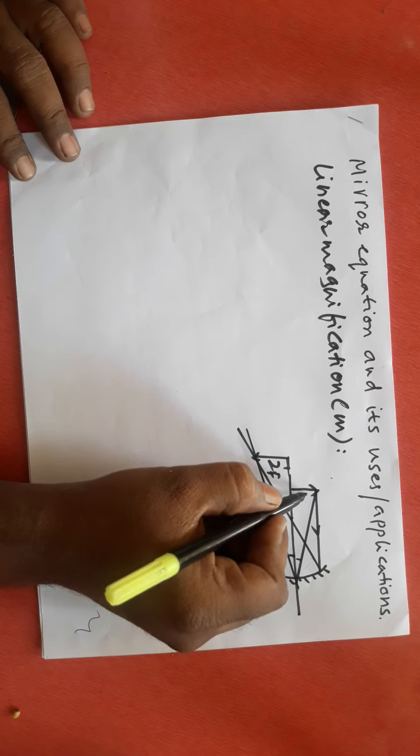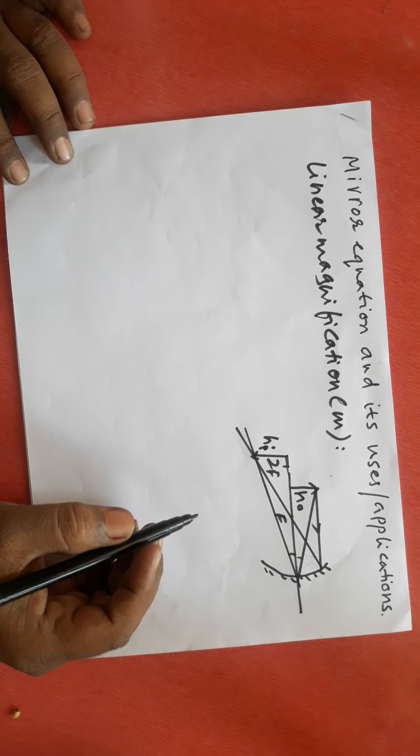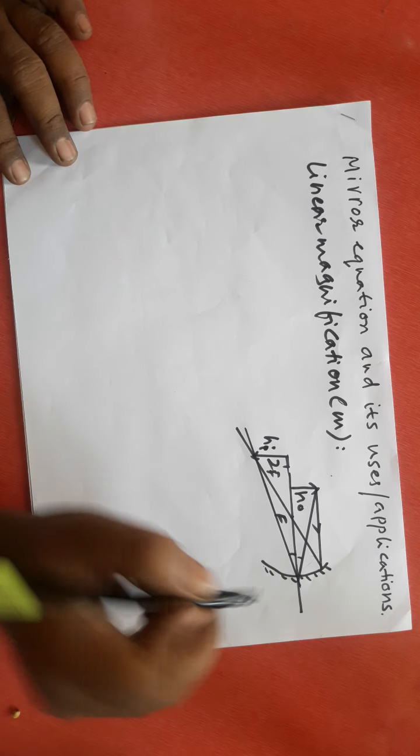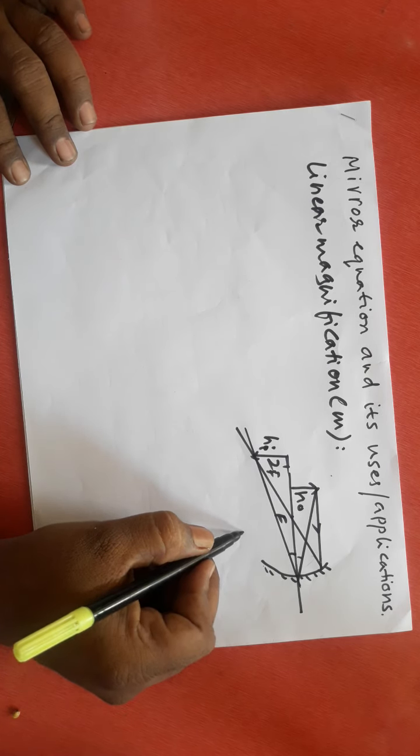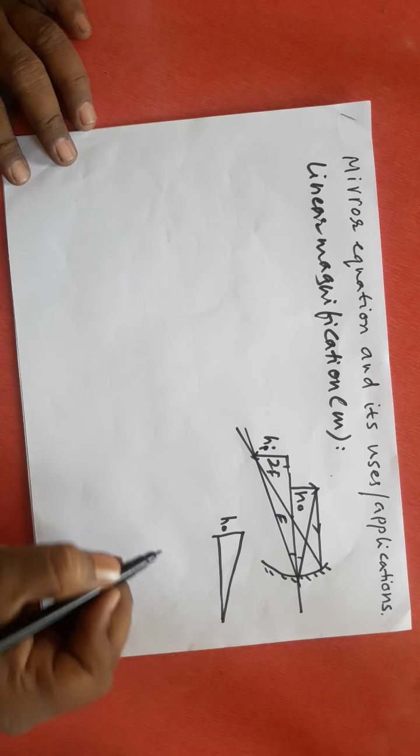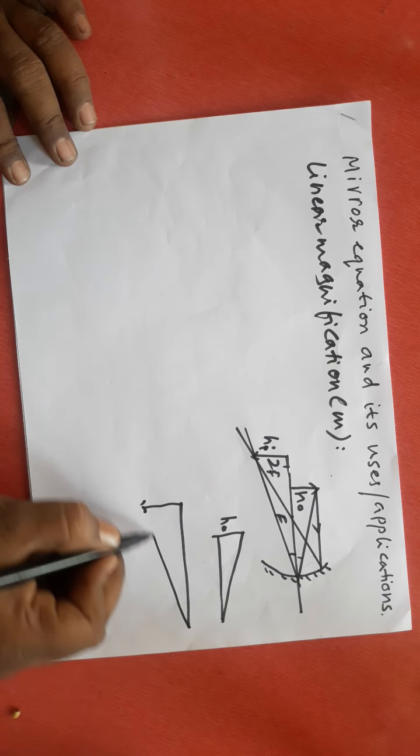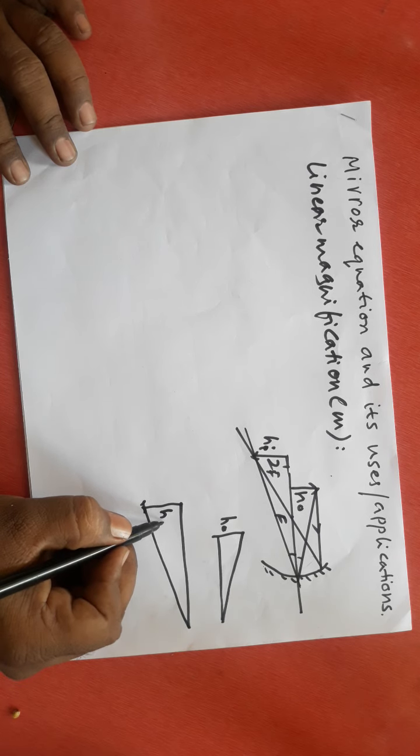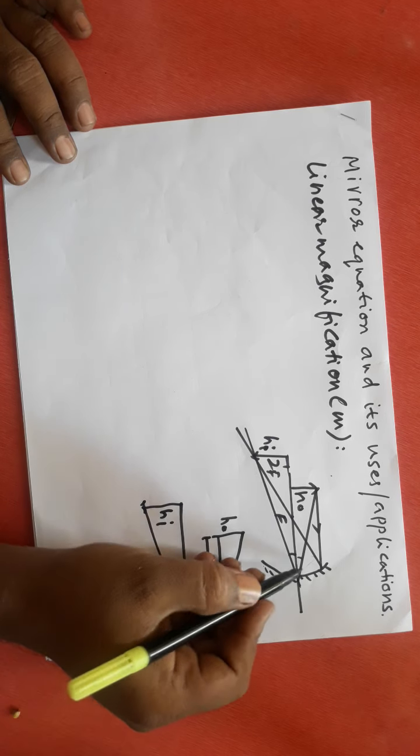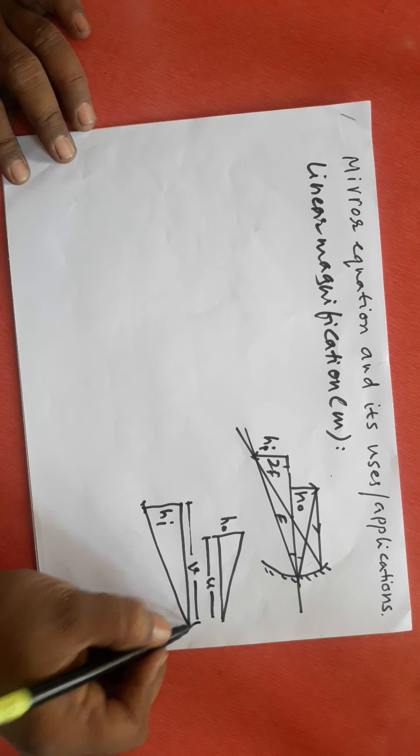2f. This is the height of the object and this is the height of the image. This is the object distance and this is the image distance. Here, suppose this is the height of the object, and we have another triangle here. The image is formed like this. This is the height of the image. This is the object distance, from mirror to object, and from mirror to image this is the image distance.